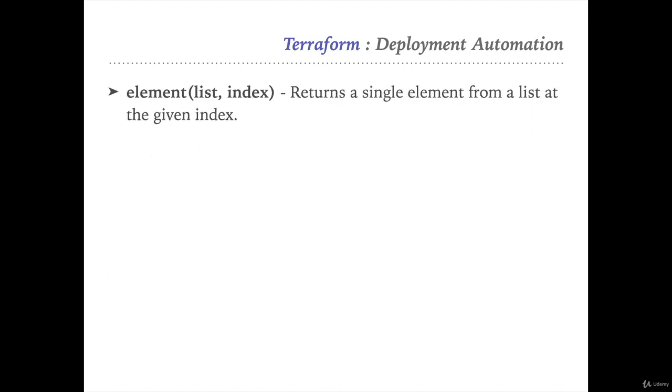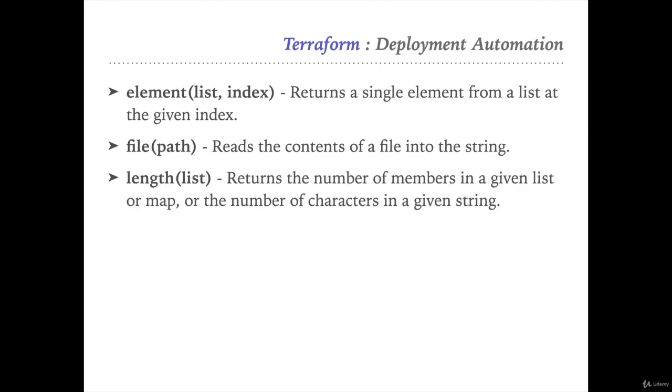The next built-in function is element, which will accept two arguments. First is the list and second is the index. If you want to identify the element present at a particular index, you can use the element function. This function will return the element which is present at a given index. Then we have file. We have already learned about file and we are using file to supply the public key. This will read the content of a file into a string. If you want to identify the length of a list, then you can use the length function in Terraform.